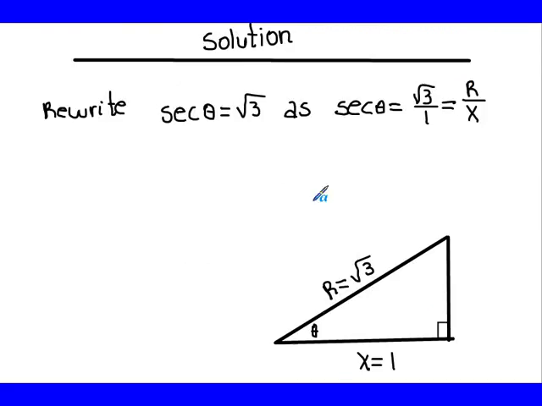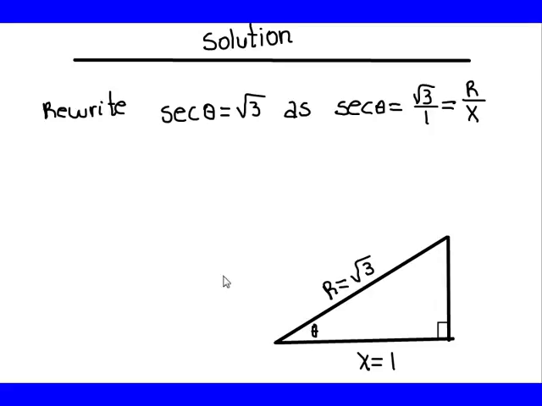First we rewrite secant theta equals the square root of 3 as the square root of 3 over 1. Now, based on the introduction to the unit circle, we know that the secant is the hypotenuse over the adjacent. So in this case, that's r over x, where r represents our hypotenuse. So we draw a representative right triangle.